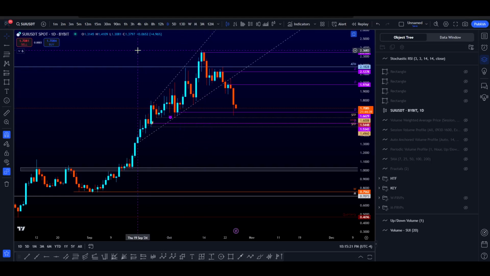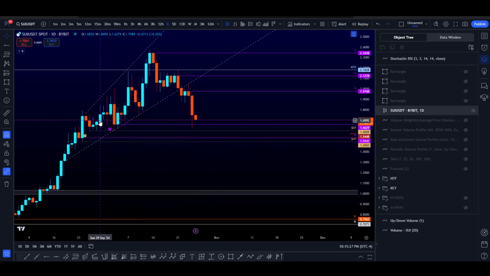Today I wanted to go over SUI USDT on the Bybit chart. So really quick, as you can see, we had this expanding cone, right? Expanding ascending cone, which clearly was lost, right? Support was clearly lost after it was tested 4 major times. This is the daily time frame we're looking at. And now we sold off pretty massively along with the rest of the market.